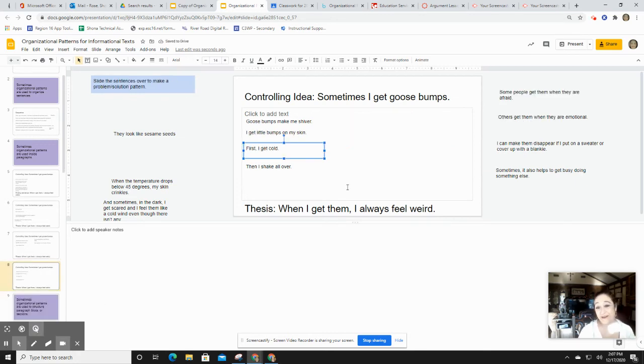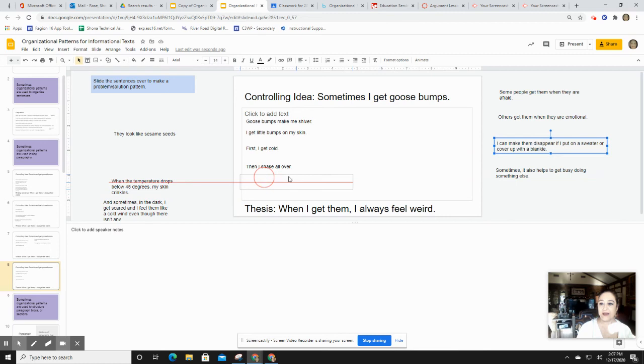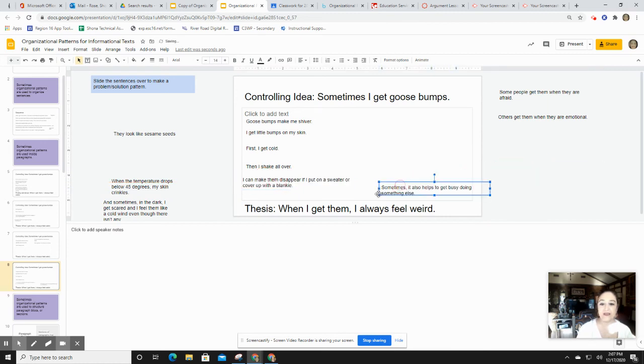Now we're ready to look for a way that you could organize the problem and solution pattern. I took all of the sentences and I thought about all the things that I think are problems, that it's kind of troublesome with having the goosebumps. And then I need to think about, well, what are some of the ways that I can solve that problem? Well, we've got our 2 sentences right here. I can make them disappear by covering up, or I can get busy doing something else. Those are solutions for the problem.